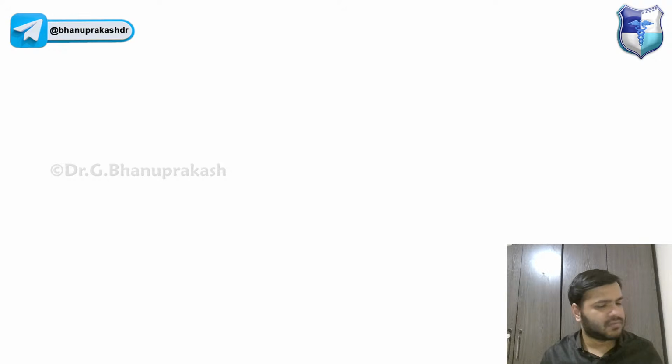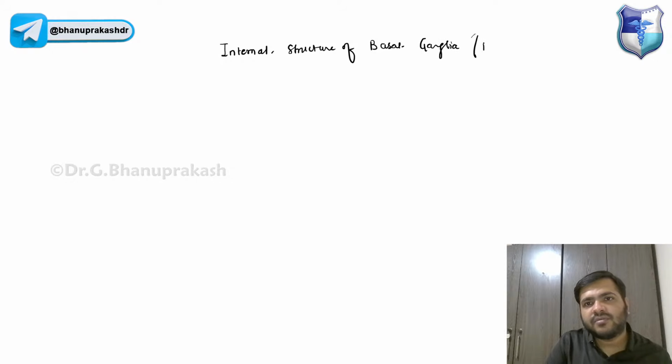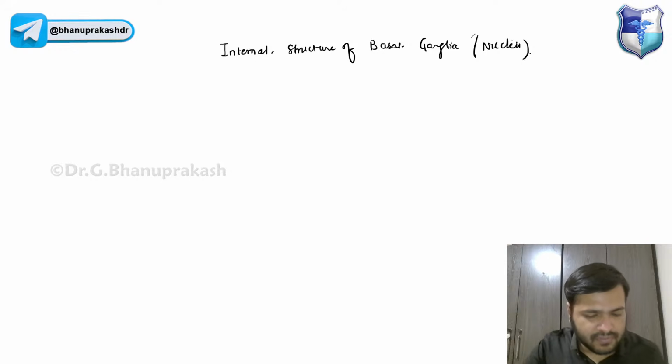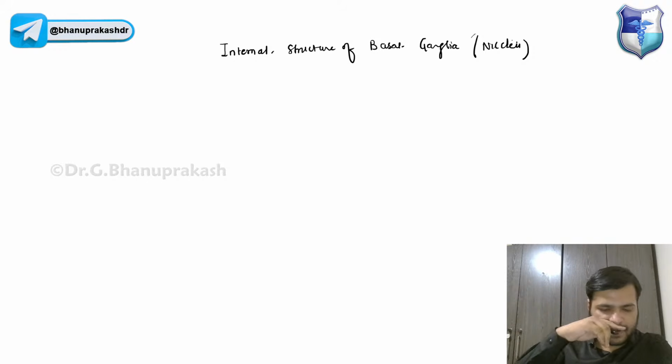Now we are going to discuss the internal structure of the basal ganglia, and remember, guys, that over here I will be focusing on the nuclei. Now we have the three nuclei, guys. You already know. We will see what afferents and efferents basically are coming from which part.